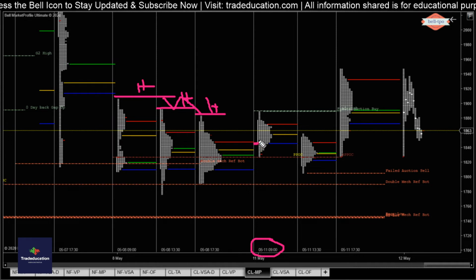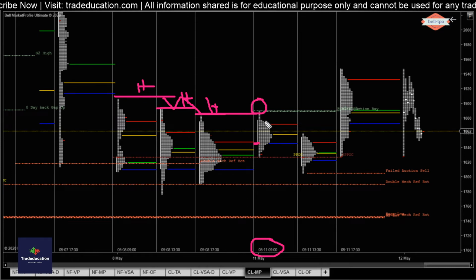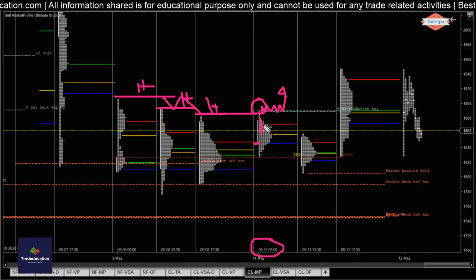What happened is, as soon as the auction opened, I took a long trade with my first target of this, and this was achieved in the first E period. And then there was no force, or weak buying happening, and the auction just developed sideways. So that's why we had one balance.